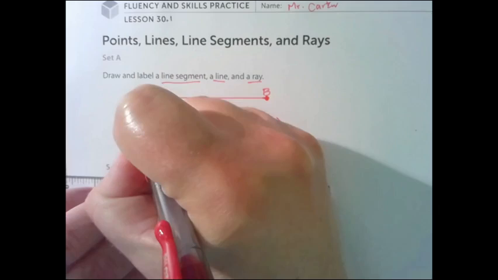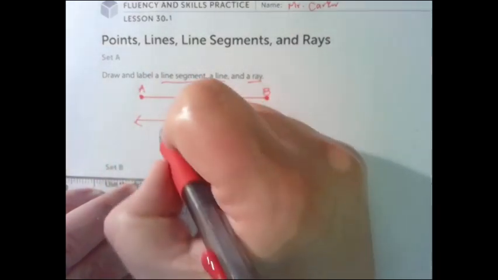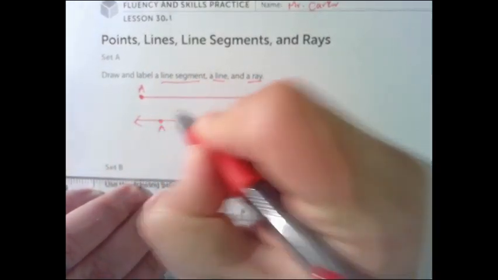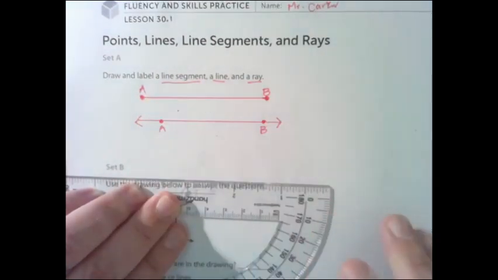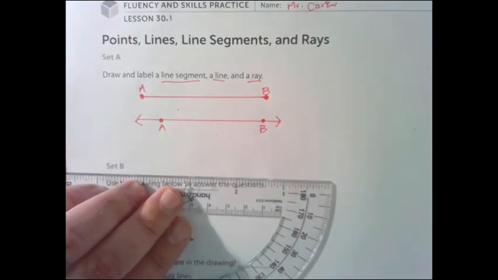And we're going to show that by putting two arrows like so. Again, I'm just going to put two points on here, point A and point B. So that is our line.